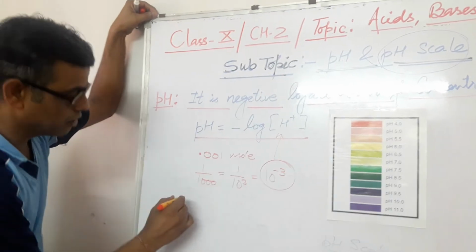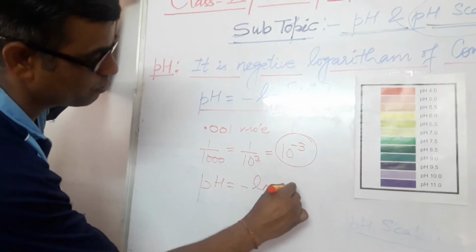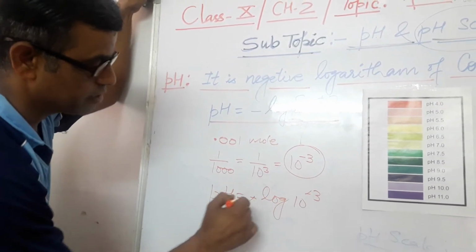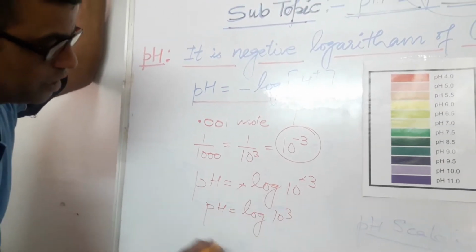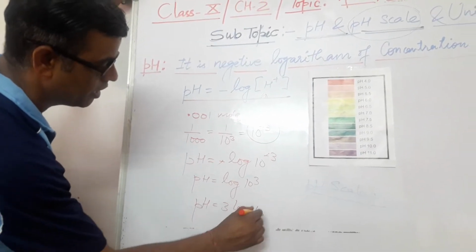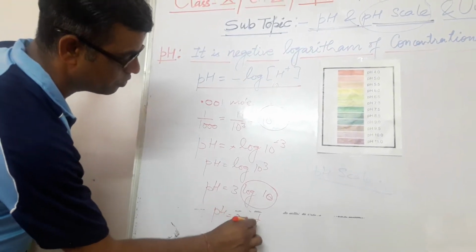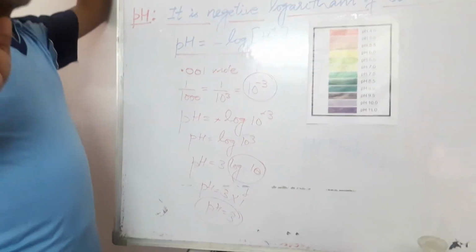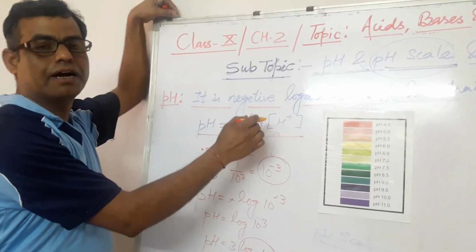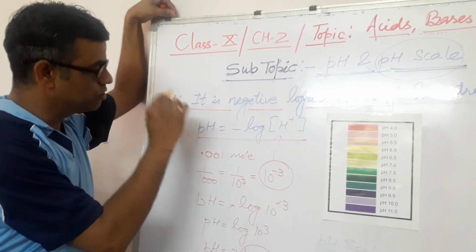Now we will put the value here. So pH is equal to minus log 10 raised to power minus 3. Here minus minus cancel. pH is equal to log 10 raised to power 3, and it can be written as pH is equal to 3 log 10, and the value of log 10 is 1. So pH is equal to 3 into 1, and pH is equal to 3. So like that, if the concentration of hydrogen ions is given in the question, we can calculate the pH of the solution.